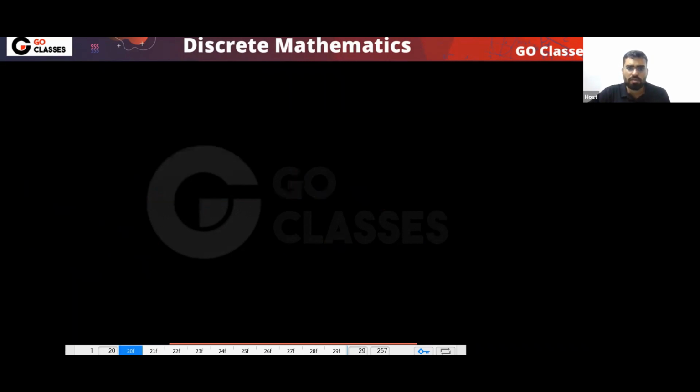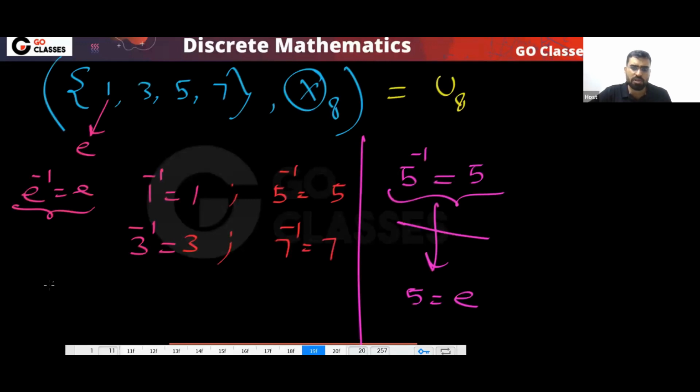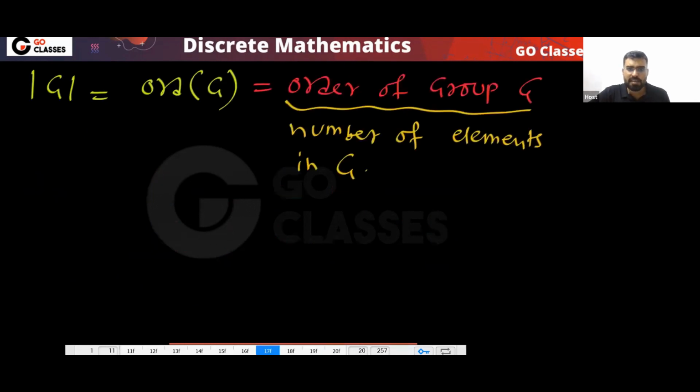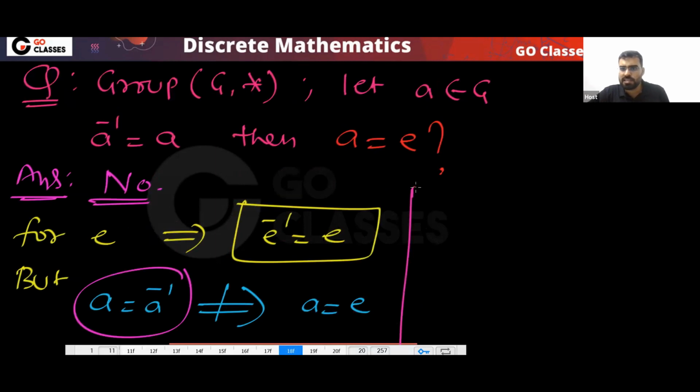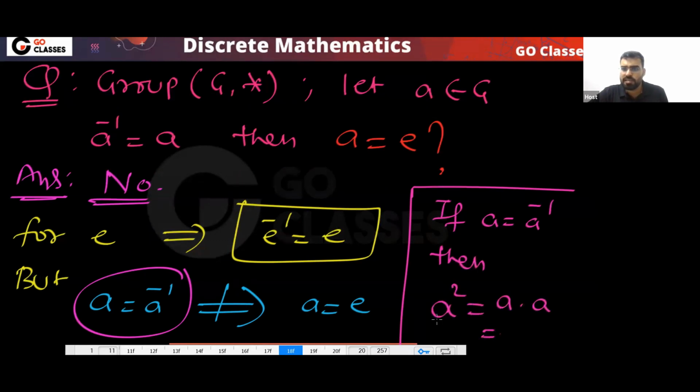Yes or no? This idea is very simple. For example, what will be 3 square? 3 square will be 1. You can notice this is your identity element. Because if A is equal to A inverse, then what will happen to A square? A square will be A star A, and because A is equal to A inverse, A square will be E. So that is the idea.